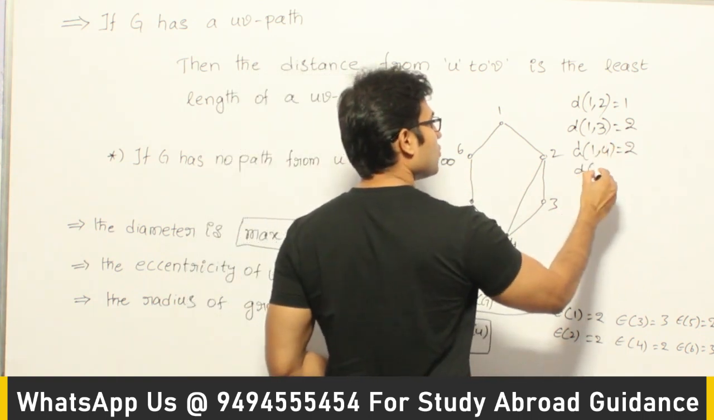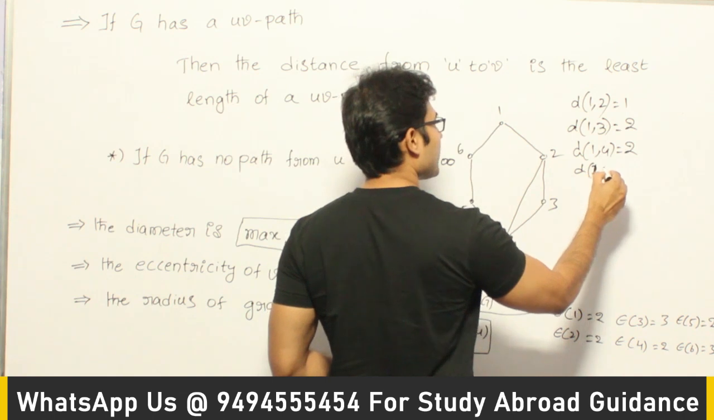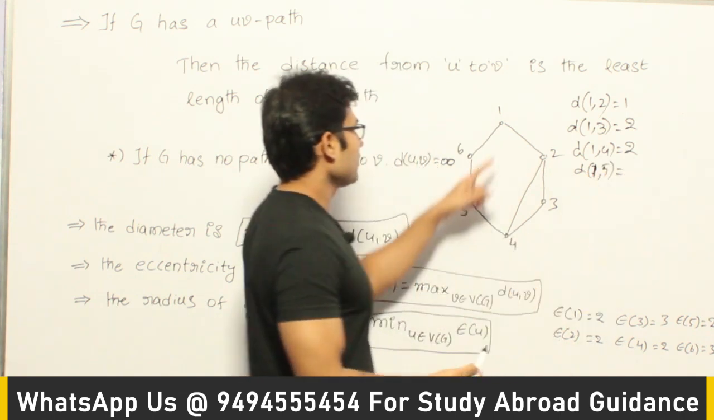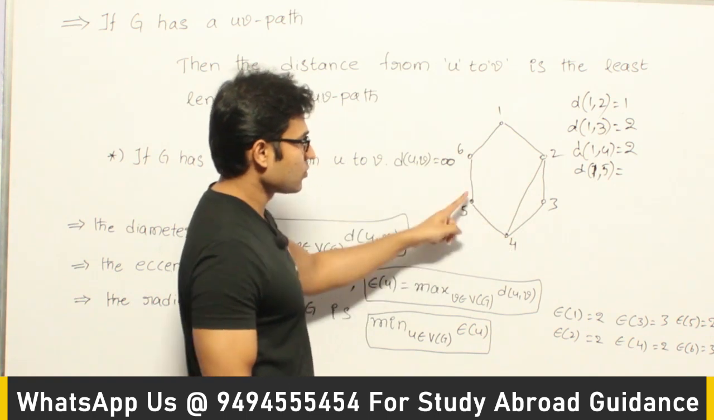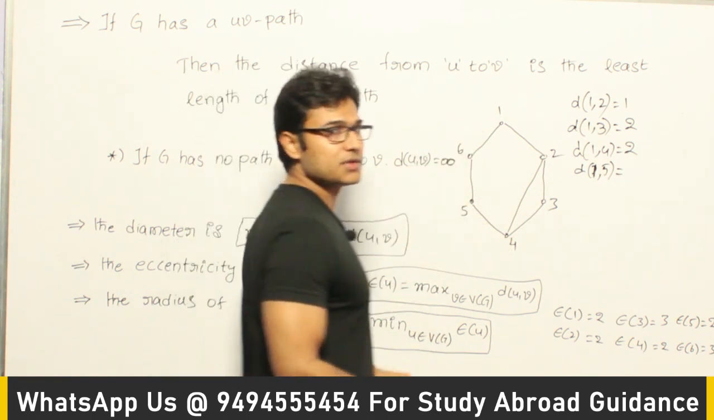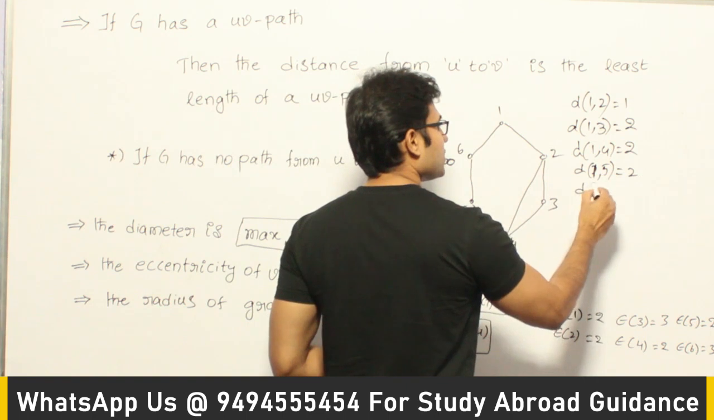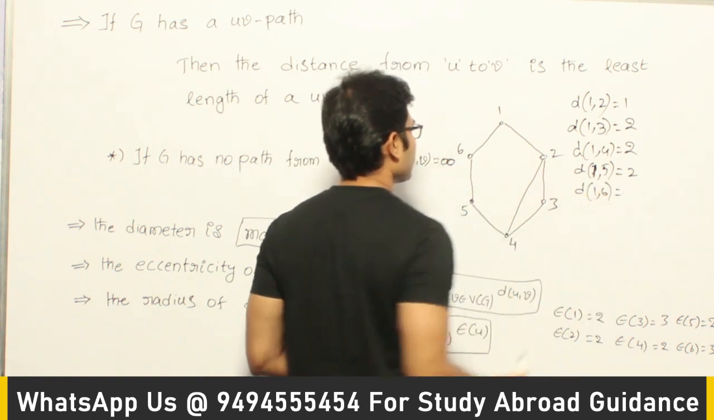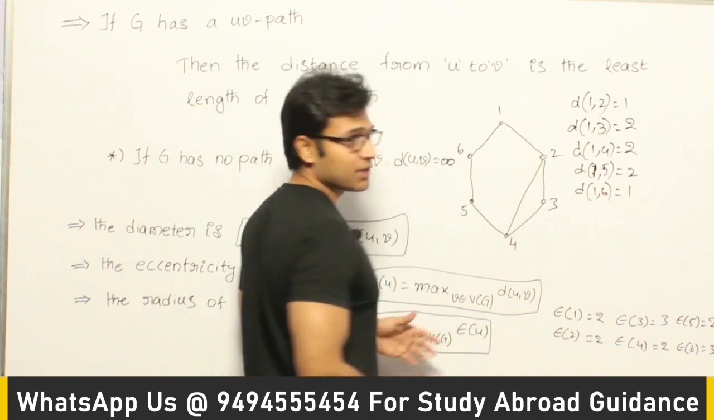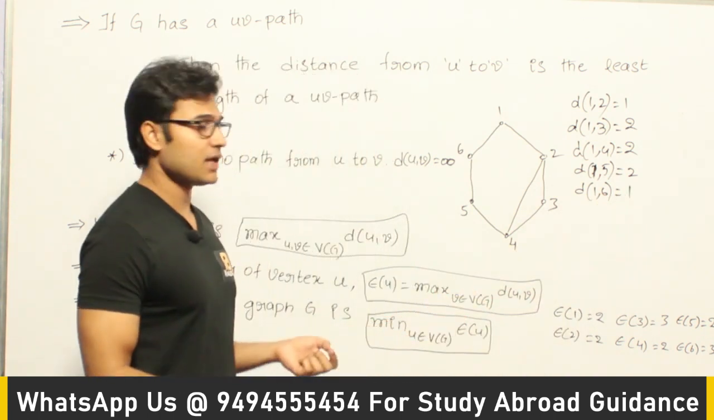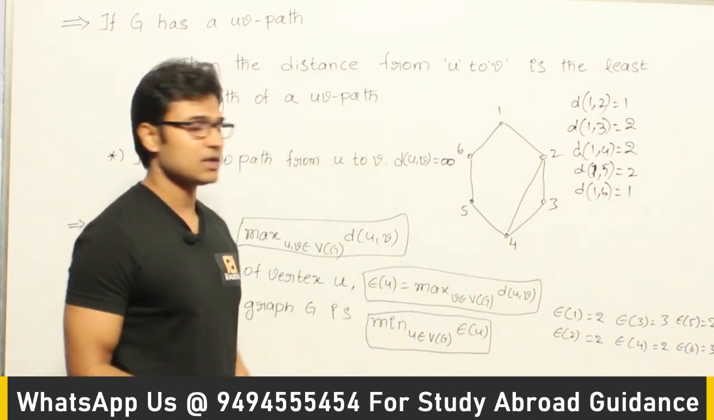What is d of 1 comma 5? It is saying only 2 on this side, and from this side it is 3, and from this side it is 4. Therefore 2 is the answer. What is d of 1 comma 6? So d of 1 comma 6 is directly 1. No path can be less than length 1, unless you are talking about the same vertex.